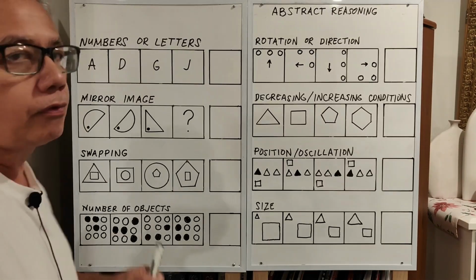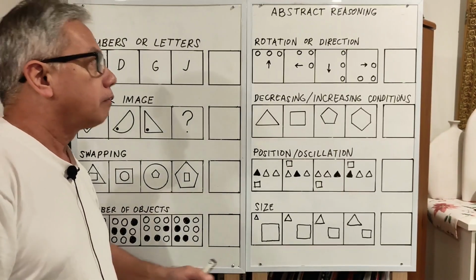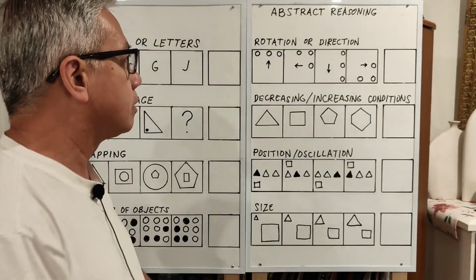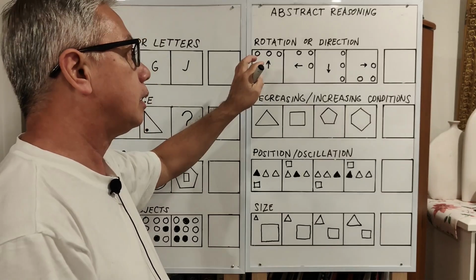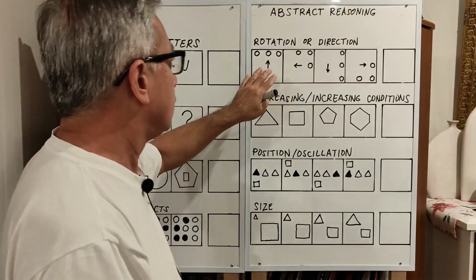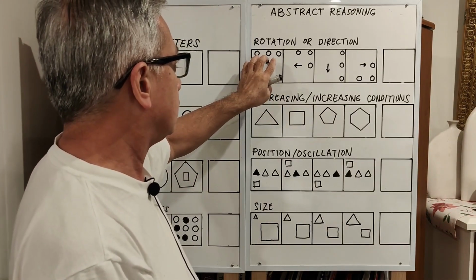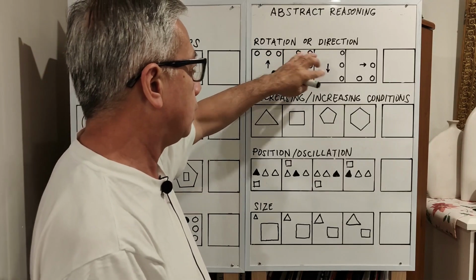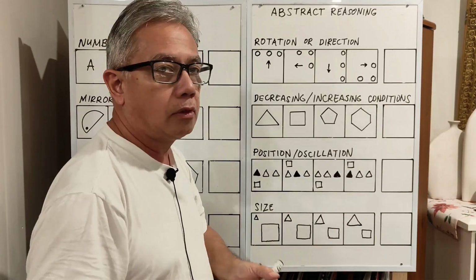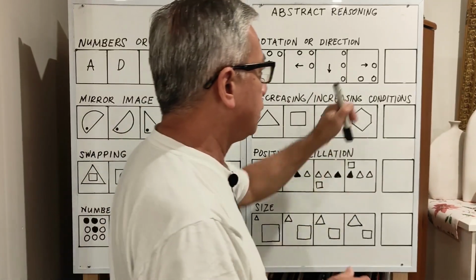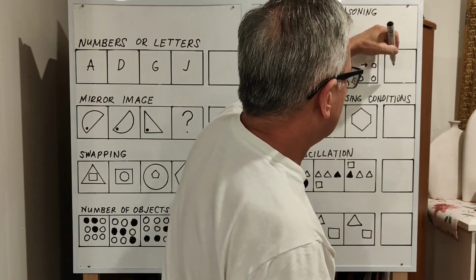These are the more common forms of abstract reasoning. First, we have the rotation or direction. If you will notice, the three circles are slowly rotating in a clockwise direction. First, it was on the top, then it's on the upper right, then it goes on the right, then it goes on the lower right. So what you will be looking for are three circles which is at the bottom.